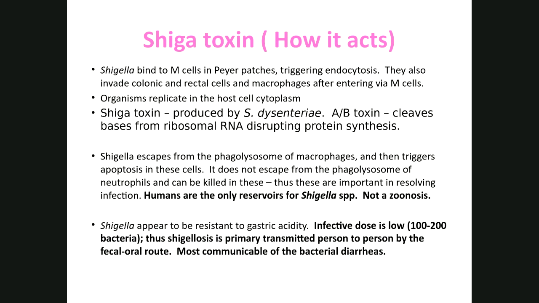When Shigella invades the intestinal epithelium, it goes into the phagolysosome of the macrophages, and then it escapes from these phagolysosomes, and this results in the apoptosis of the cells. But it can escape from macrophages, but it can't escape the phagolysosomes. So neutrophils are the main cell which is required to kill this organism.